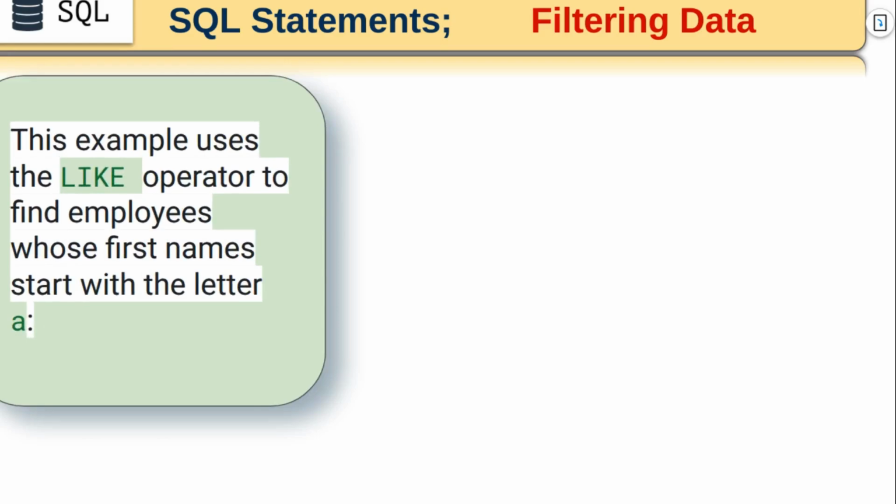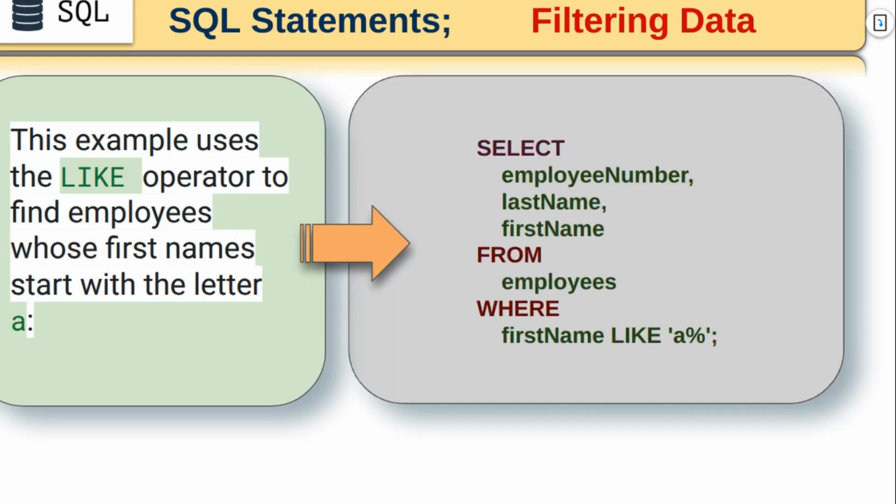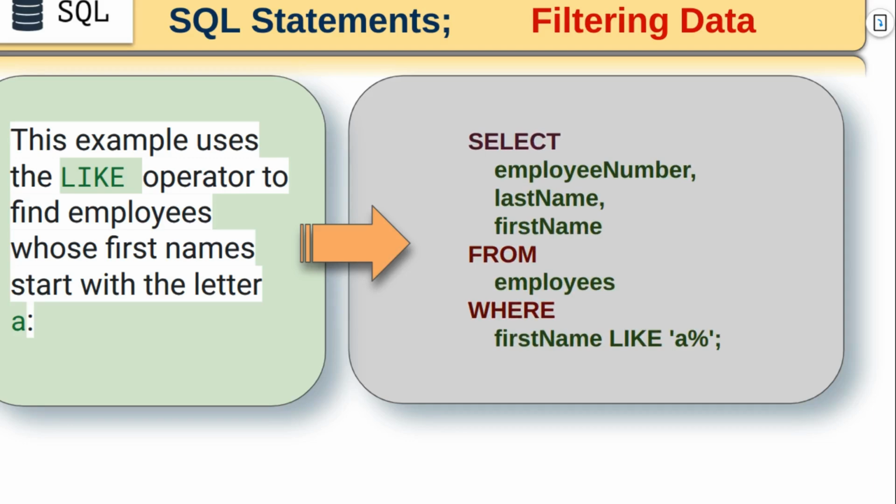Let's take an example. If we want to find the employees whose first name starts with the letter A, what will be the SQL query? The SQL statement can be: select employee number, last name, first name. In the select clause we can write all the column names that we want to display, right? And obviously from the employees table, where, in this clause, we filter the rows, or you can say filter the data. In the WHERE clause, first name LIKE, here we use the LIKE operator, 'A%', right?